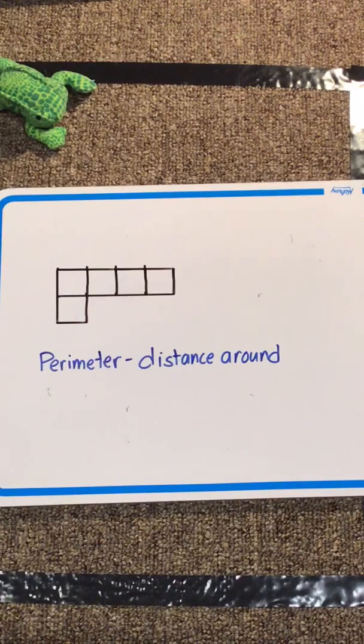Okay, so when we're running laps in the gym, we are running around the perimeter of the gym. If we measured the length of each wall of the gym and added them up, we would have the perimeter, and we'd know how far we've run.